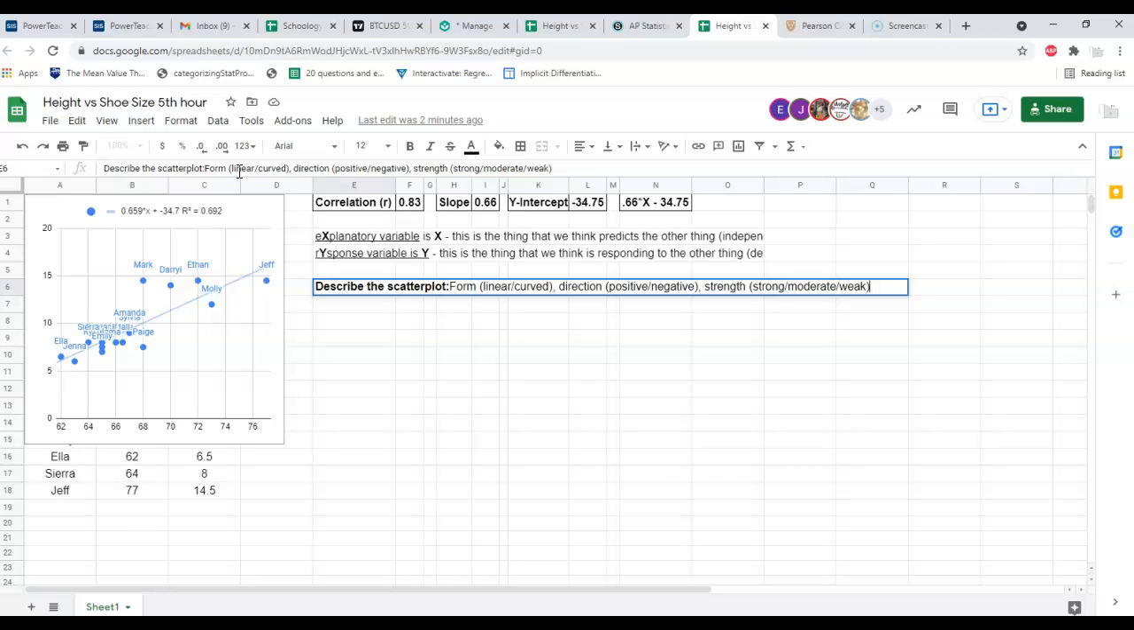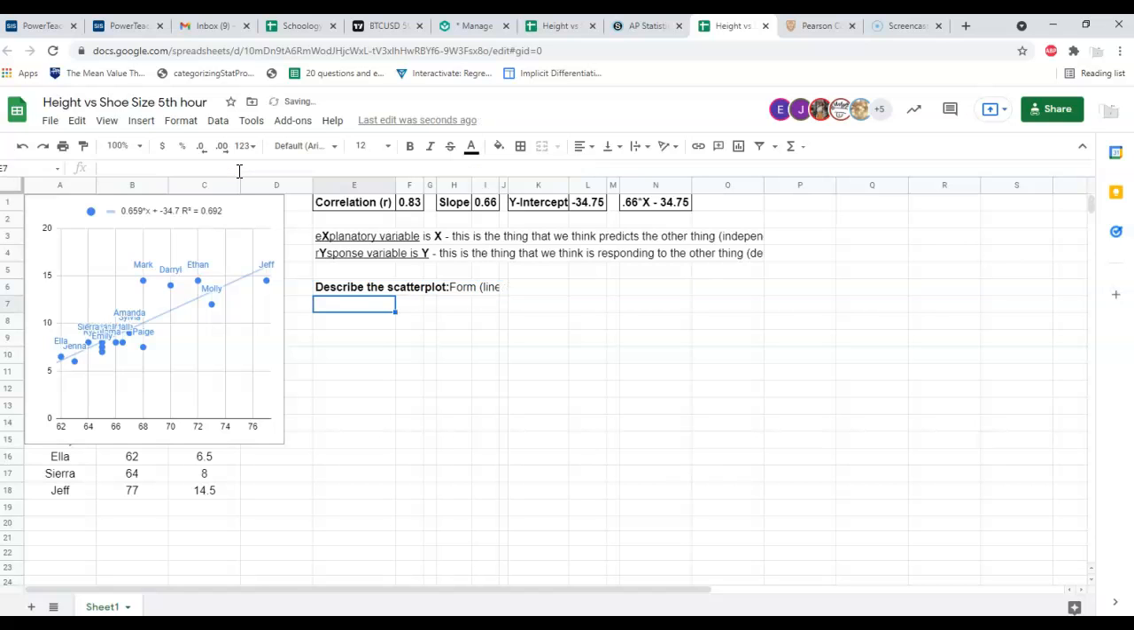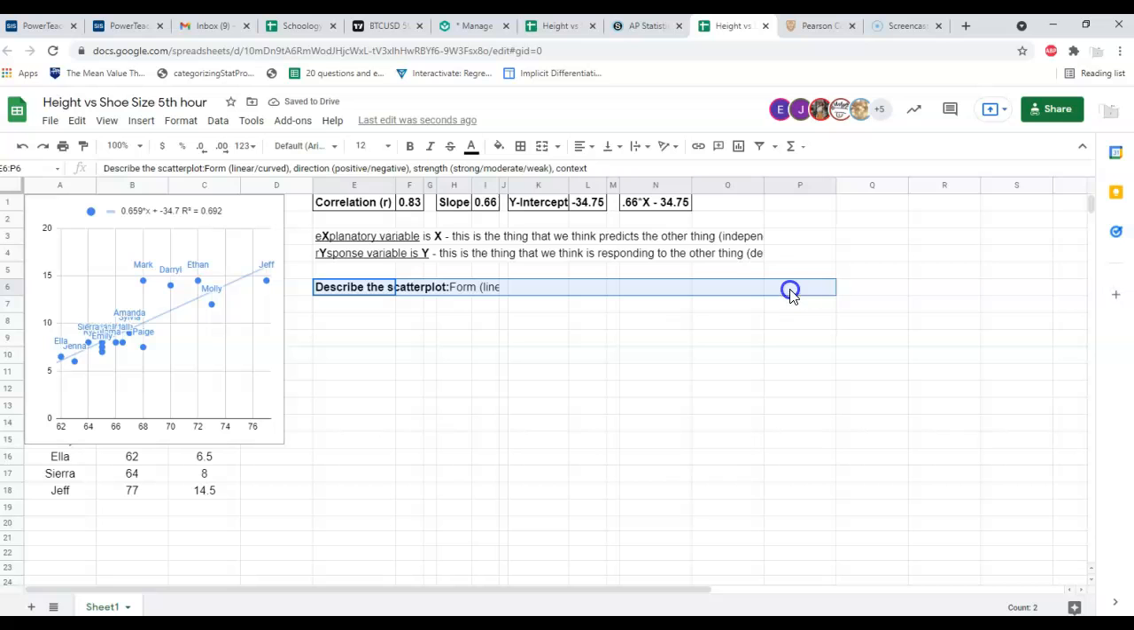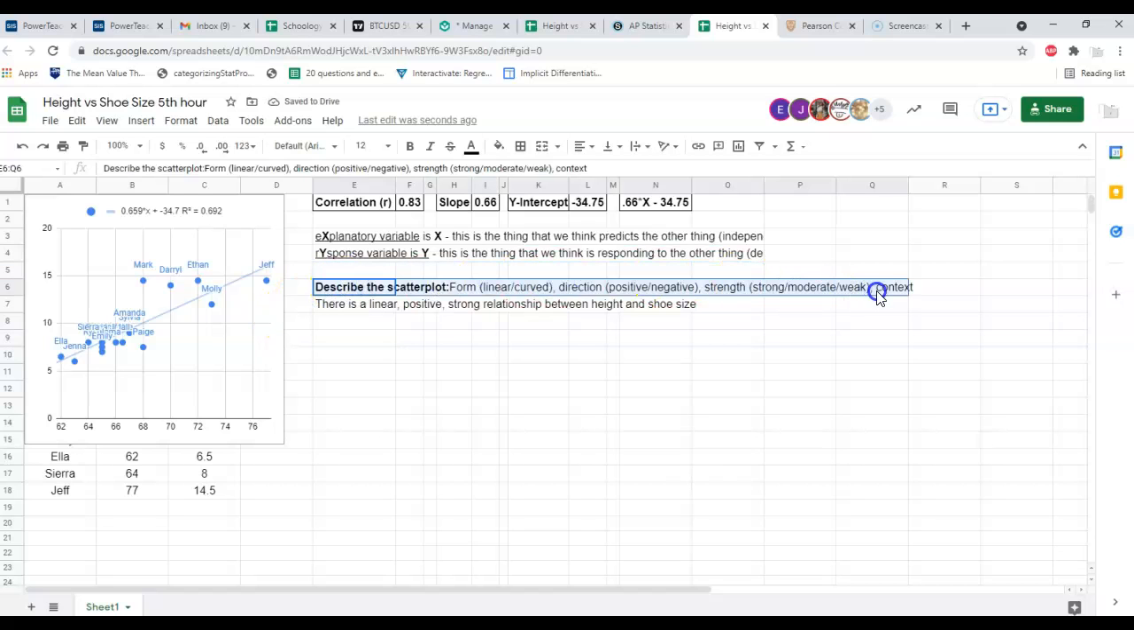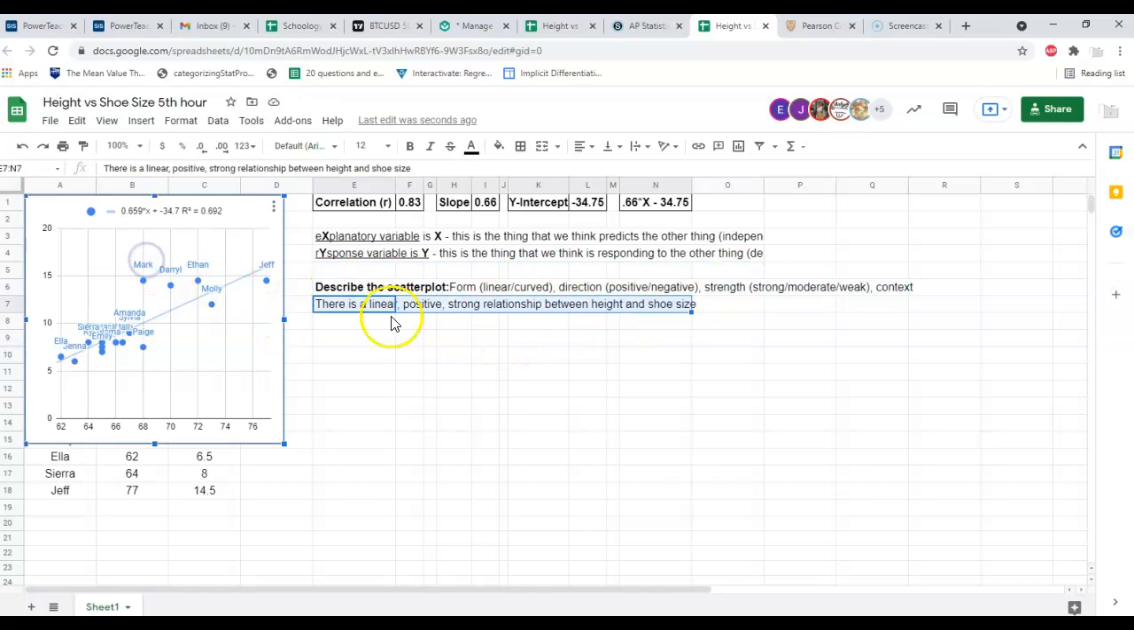So let me do this one then. And then you have to put context also. Okay. So for this graph, I would say there is a linear, positive, strong relationship between height and shoe size. This is how you do it in general, and this is applying it to the graph right here. Fair enough there?